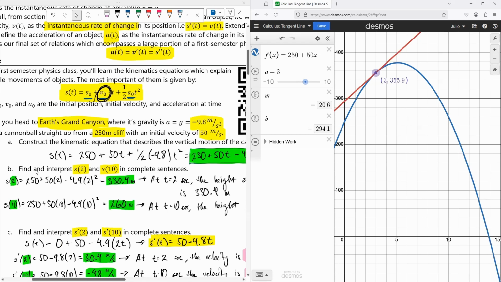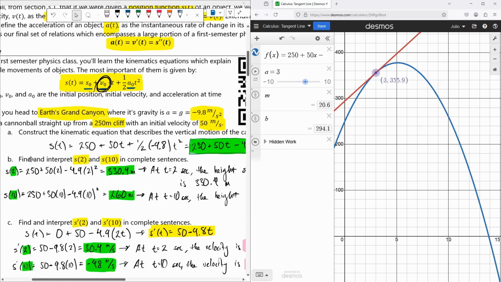Now, I have it as f of x up here, so I can go ahead and do find and interpret part B, basically, right? I need to find f of 2 and f of 10. I can do f of 2, 330.4, and f of 10, just real quick so that everybody can double check their work. Okay? Hopefully that makes a little bit of sense, right?